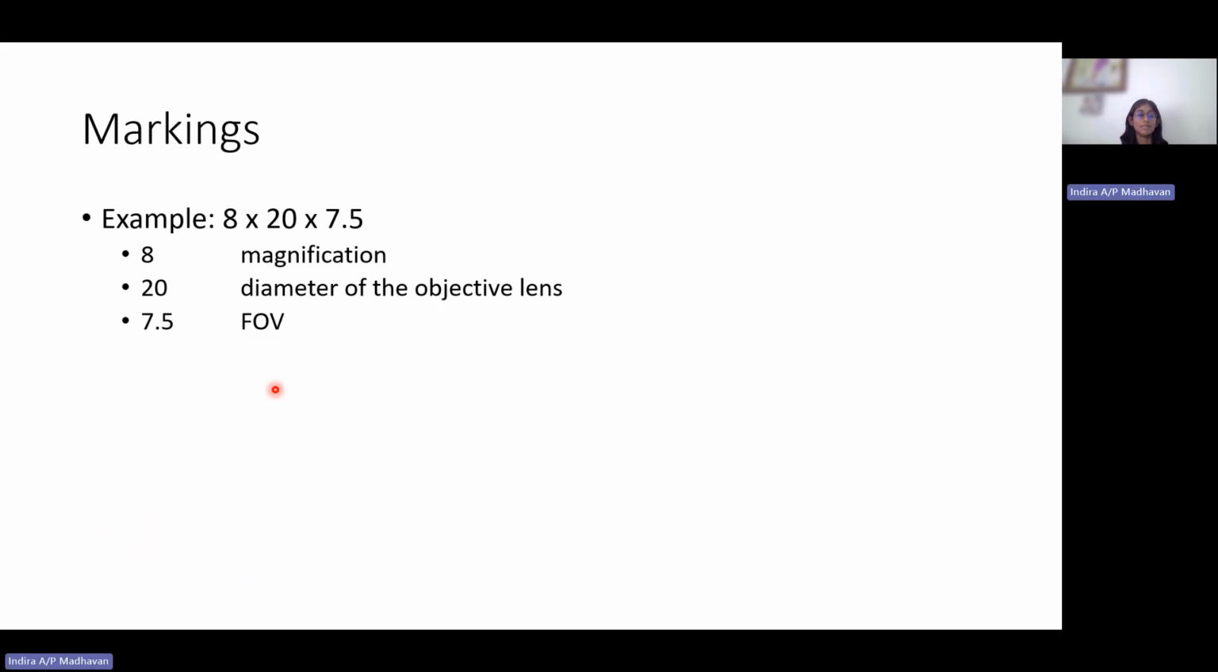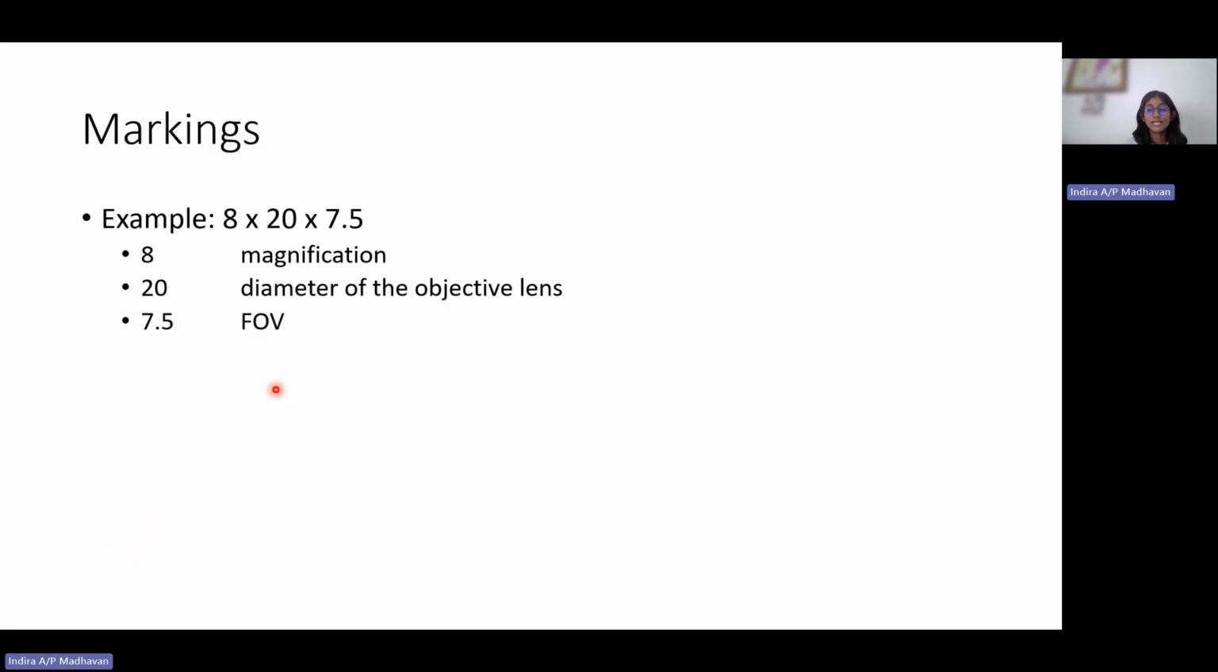And if you check the markings on the telescope, it is very important to know what the numbers stand for. Usually we will see 3 readings or 3 numbers, for example 8, and then x 20, x 7.5. So what do these stand for?